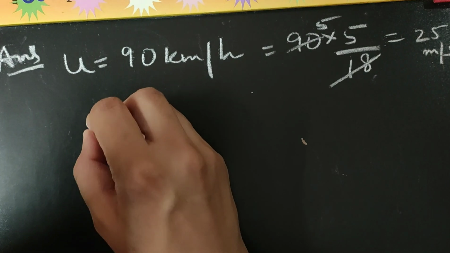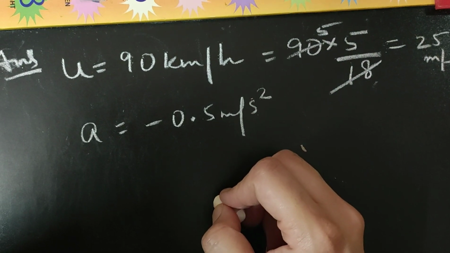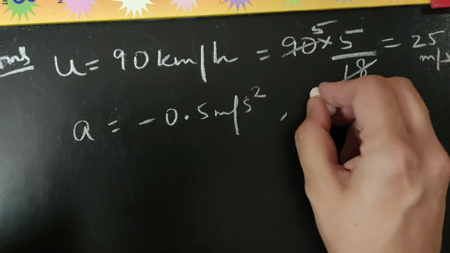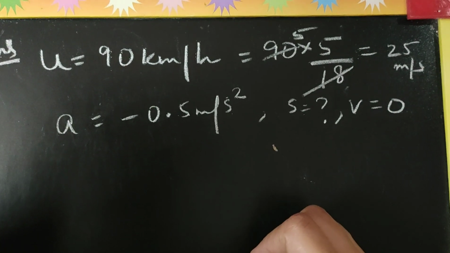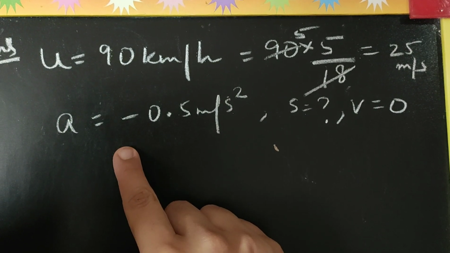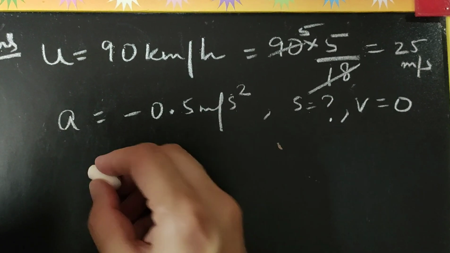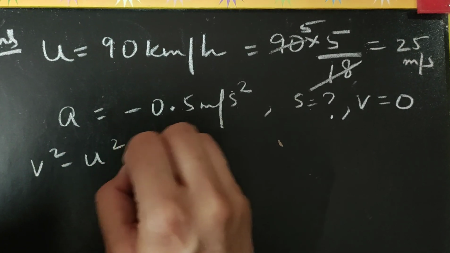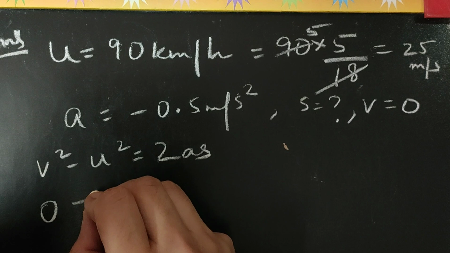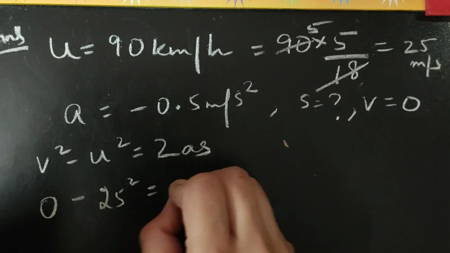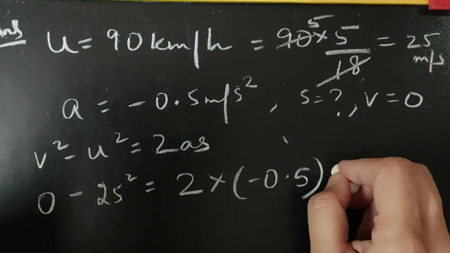Also, it is given that the acceleration is negative 0.5 meter per second square. You have to find how far the train will go. That means s is to be calculated before coming to rest. So v is given as 0. So we are given u, a and v. s is to be calculated. t is not there. So clearly we will be using the third equation of motion, which says v square minus u square is 2as. v square is 0 as the train comes to rest. u square, we will put the value 25 square. 2as it is from the formula. a is negative 0.5 and s is to be calculated.